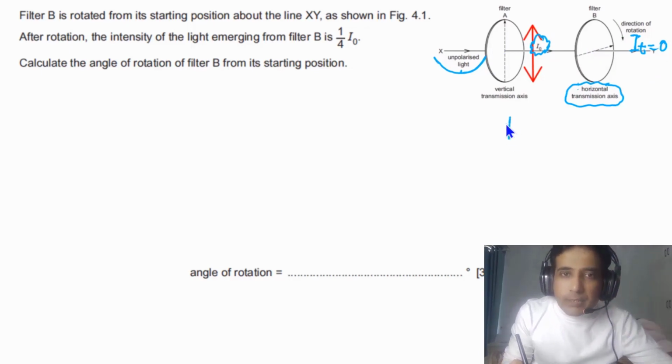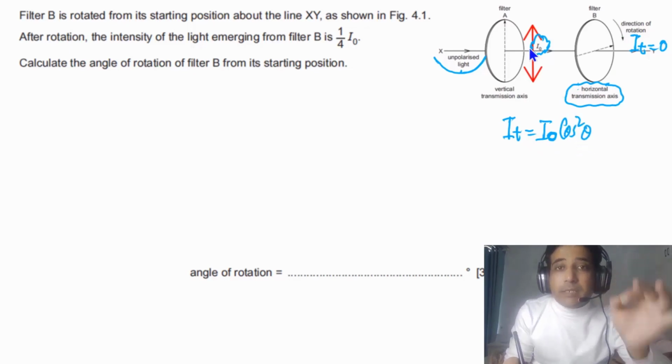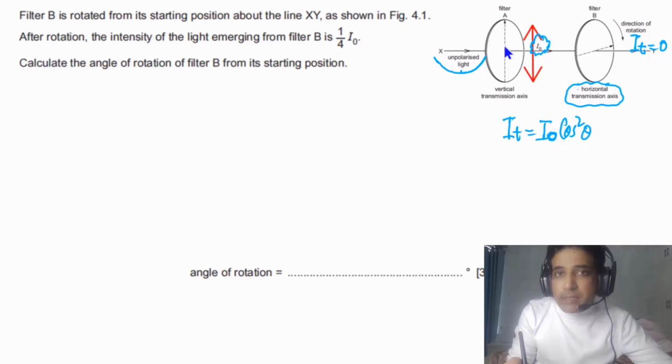You can also use Malus's law. I_T is equal to intensity of incident light times cosine squared of theta. And theta is the angle between these two transmission axes. In this case, angle between transmission axes is 90 degrees and cosine of 90 is 0. So it means that I_T in this case is equal to 0.